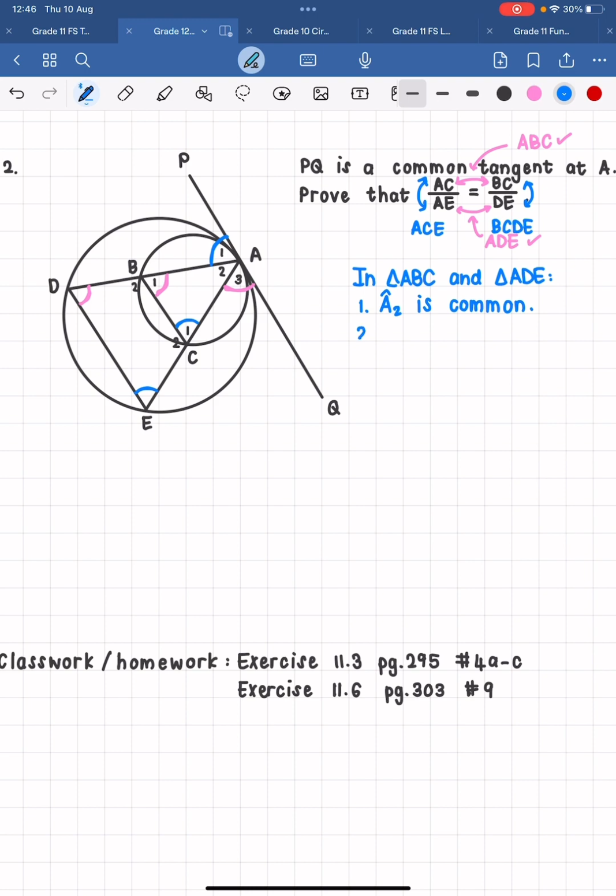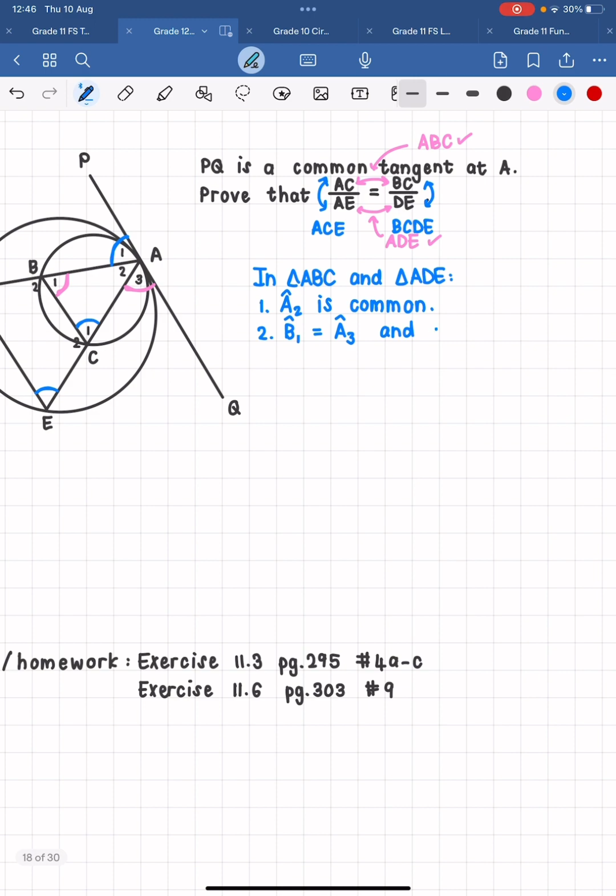And now, number 2, guys, remember that we wrote ABC first, so we need to write the information of ABC first. So we have B1 is equal to D, but why is that? Because B1 and D are both equal to A3. Okay, so let's write it like this. Let's say B1 is equal to A3, and D is equal to A3. Now I'm writing it like this because I have the same reason for both of these statements. It's tan chord theorem for both of them.